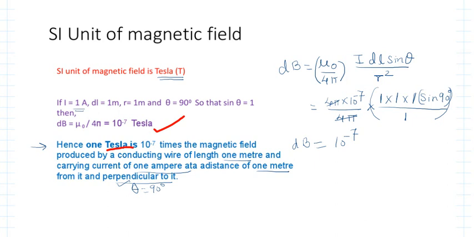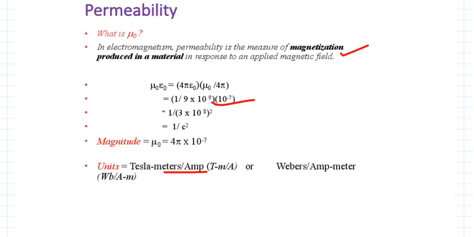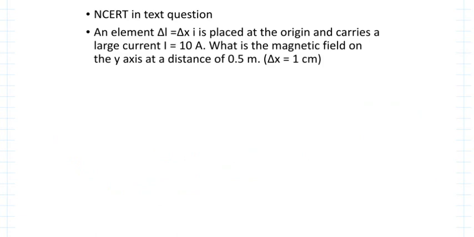Now let's move ahead finally and solve a question. Here we have an in-text question for you children. Here we have a current element, that is delta L, and since it is a vector quantity, I'll put a vector sign on top of that, a bar sign. So delta x i cap, this is placed at origin and carries a large current of 10 ampere.